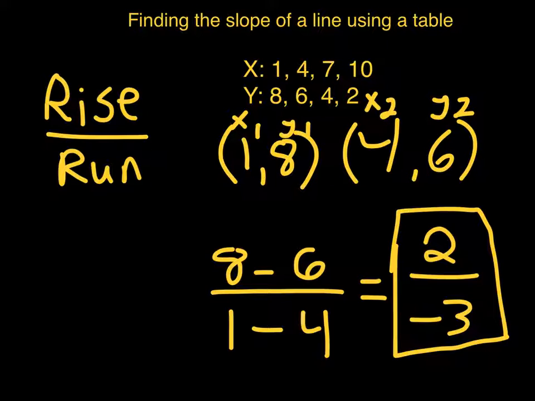You need to make sure that when you do this method that you remain consistent. If you're going to subtract your first pair from your second pair, you need to do that for both the x and the y. If you're going to subtract the second pair from the first pair, do that for both the x and the y. You can't intermix and mingle those two.